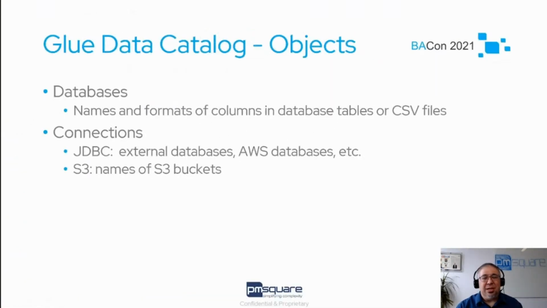The Glue data catalog holds two kinds of objects: databases, which we just created, which has names and formats of columns that are from database tables or files, and then connections, which are JDBC connections to databases, or S3 connections, which are names of S3 buckets, which would hold files.